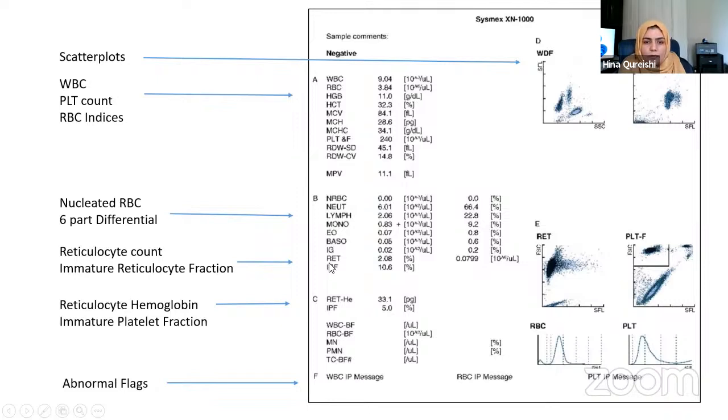And then some instruments will also give you information about the reticulocytes and immature reticulocyte fraction, usually helpful in the setting of anemias, whether they're hemolytic, a production problem, or a peripheral destruction problem. You also have the capability of measuring the reticulocyte hemoglobin and immature platelet fraction. And then you have this component, which is used in doing a count on body fluid. So whenever you see this BF, it actually means body fluid.